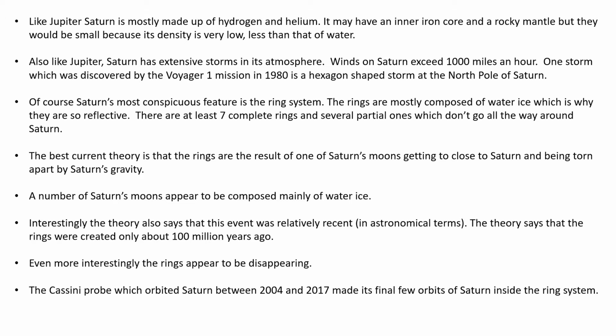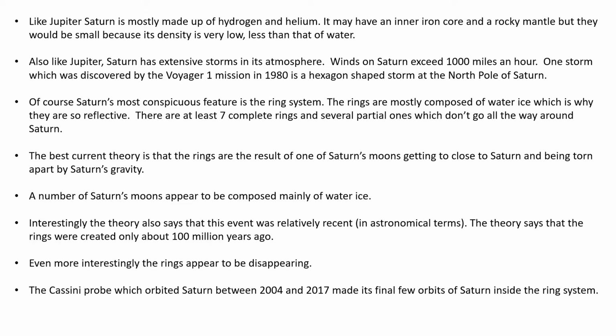The rings are composed mostly of water ice, which is why they are so reflective. There are at least 7 complete rings and then several partial ones that don't go all the way around Saturn. The best current theory is that the rings are the result of one of Saturn's moons getting too close to Saturn and being torn apart by the gravity of Saturn. A number of Saturn's moons appear to be composed mainly of water ice, so that would explain why we have these icy rings.